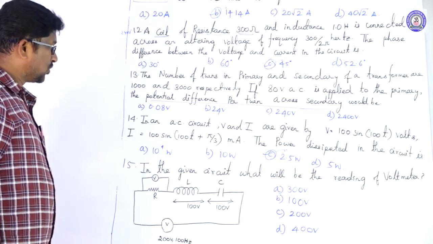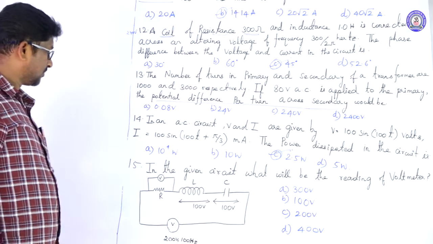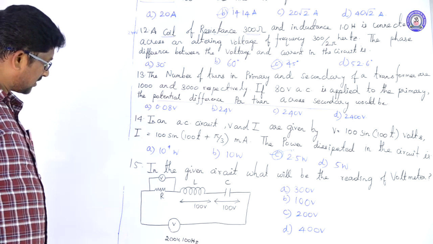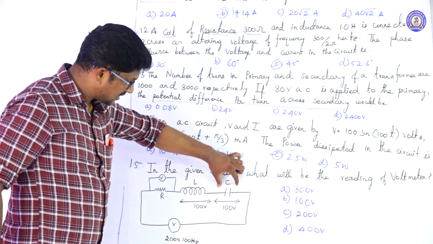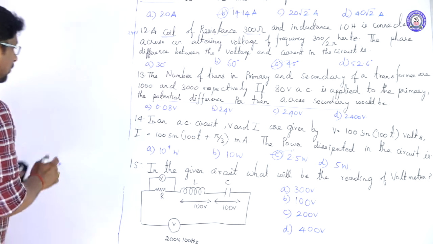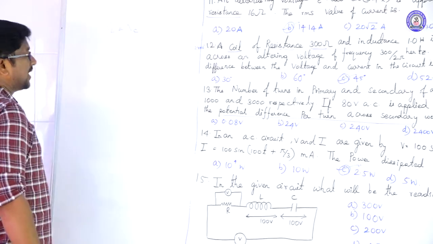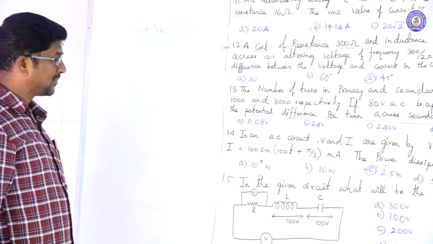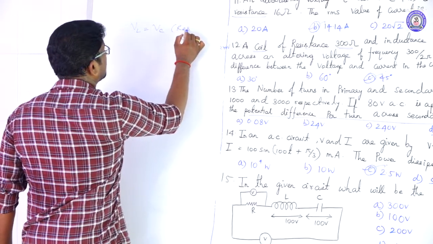In the given circuit, what will be the reading of the voltmeter? Right. So this is an RLC series circuit. Just look at the RLC series circuit: the voltage across the inductor and the voltage across the capacitor are the same, VL is equal to VC. When the voltage across the inductor and the voltage across the capacitor are the same, it is the resonance condition. So the circuit is in a resonance condition.